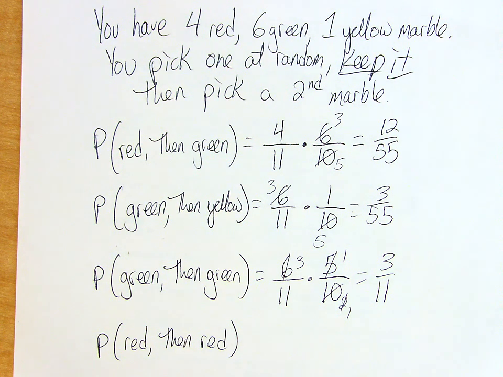You can't pick the yellow twice, because there's only one, so you would only pick it the one time. So it's impossible for you to pick the yellow, keep it, and then pick another yellow, because there isn't a yellow the second time.